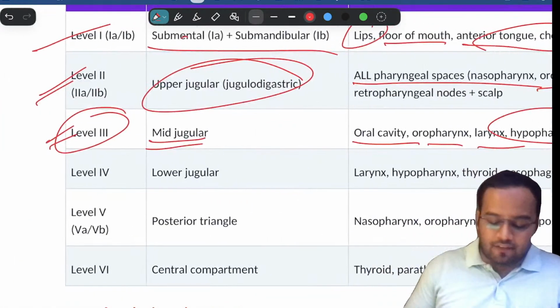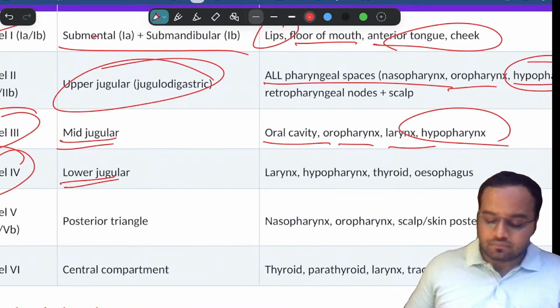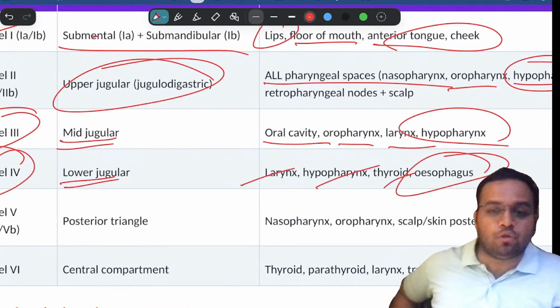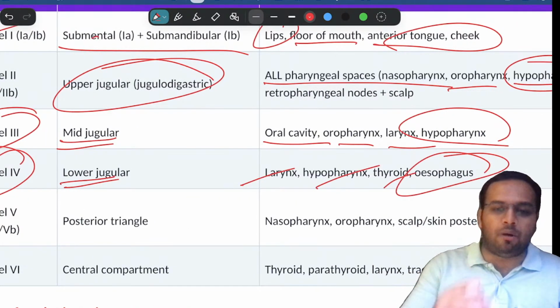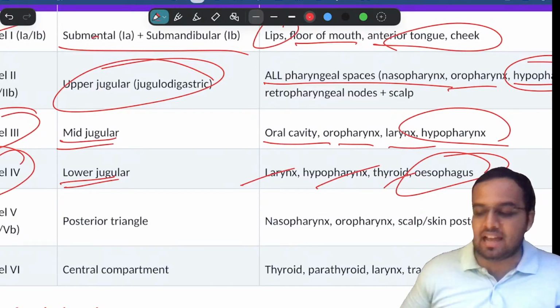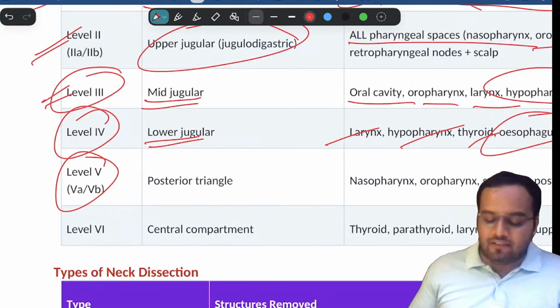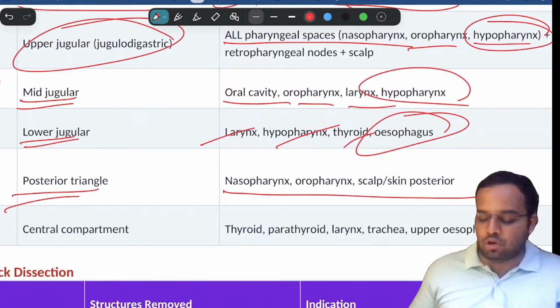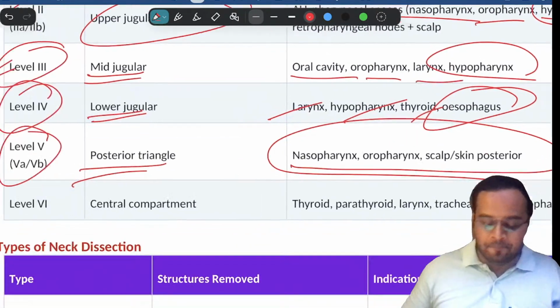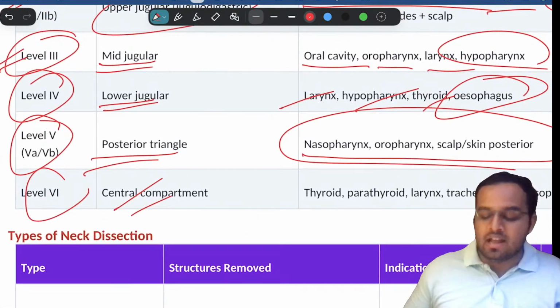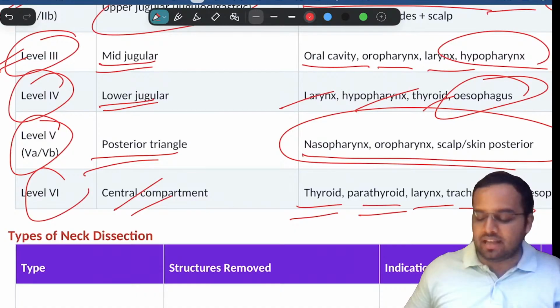And level 4, lower jugular, drains the larynx, hypopharynx, thyroid and esophagus. So whenever you are dealing with all the groups of lymph nodes, you should know from which area these lymph nodes are draining. Level 5 is the posterior triangle, from the nasopharynx, oropharynx and scalp and posterior region. And level 6 is the central compartment, which drains the thyroid, parathyroid, larynx, trachea and upper esophagus.